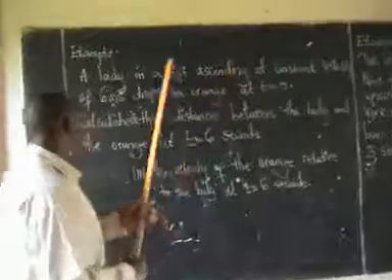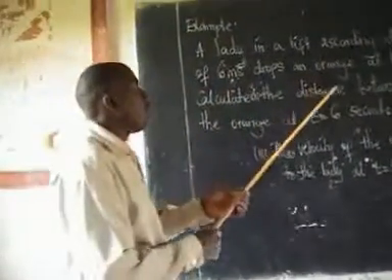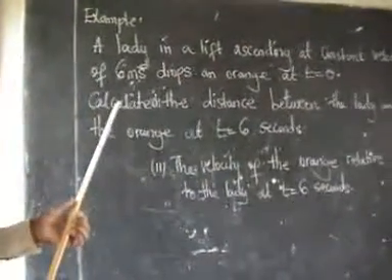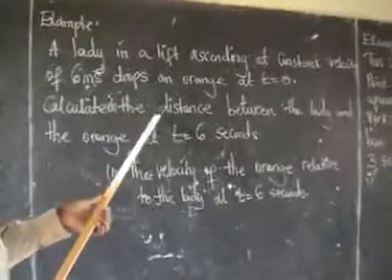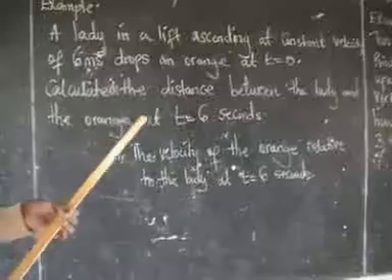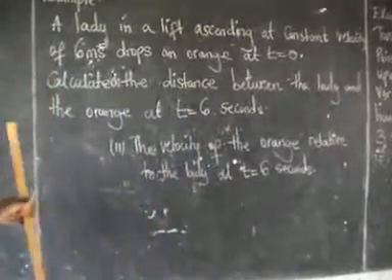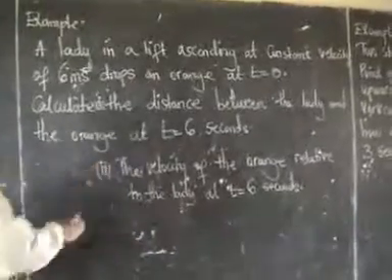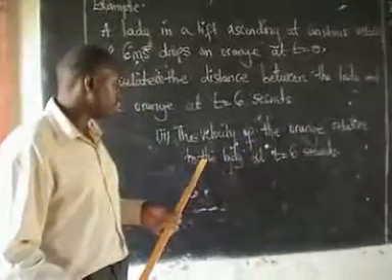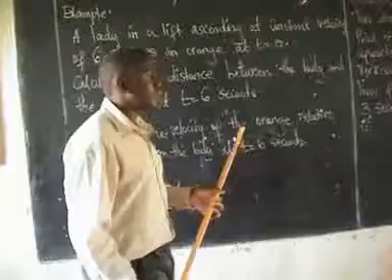Ascending at a constant velocity of 6 meters per second, drops an orange at t equals 0. Calculate, Roman 1, the distance between the lady and the orange at t equals 60 seconds. Roman 2, calculate the velocity of the orange relative to the lady at t equals 60 seconds.